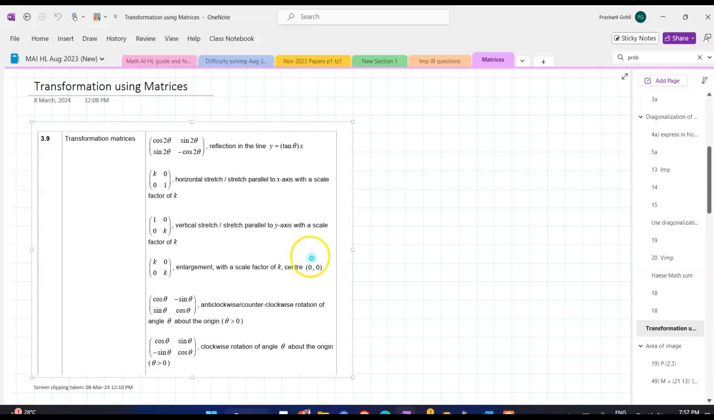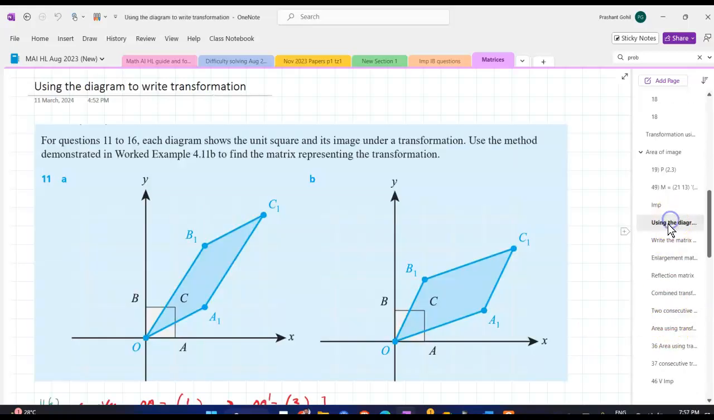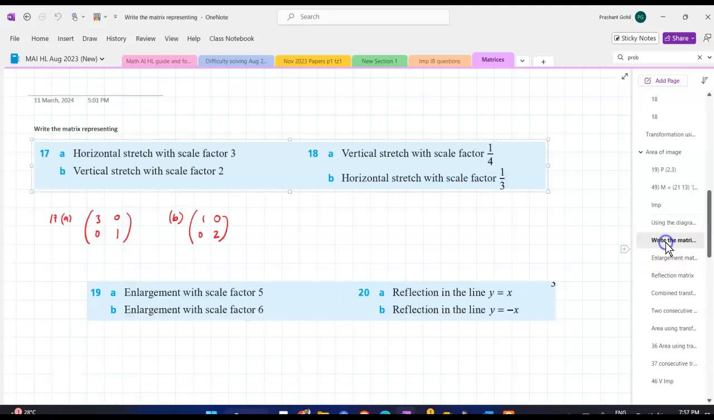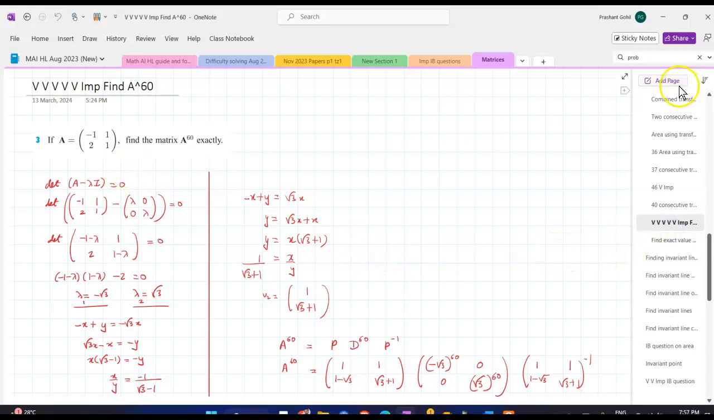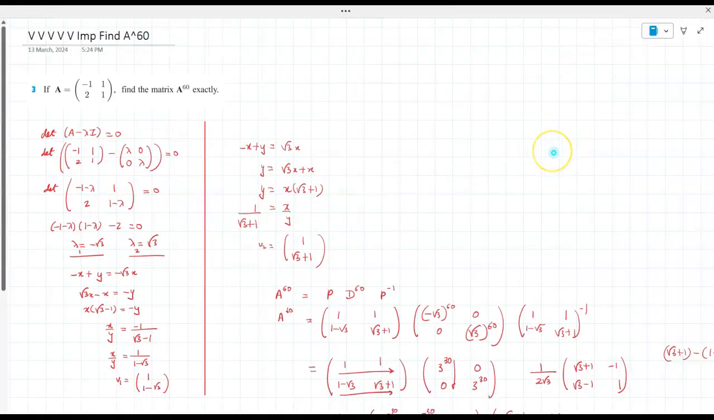So this is, you know that, no? Transformation using matrices. That formula booklet you just apply. Please go through all this. There's a lot of things there. Matrices, a lot. See, A raised to 60. Now this is very, very important. Exactly what they want. So you can't use a calculator.